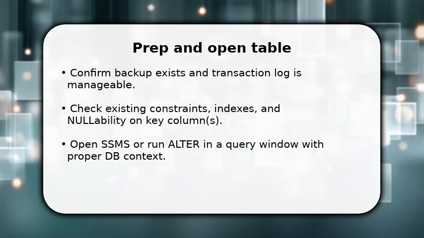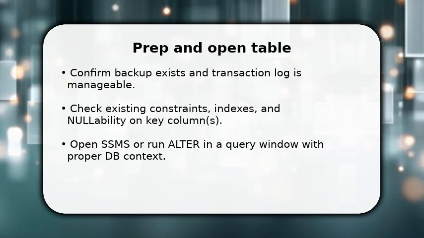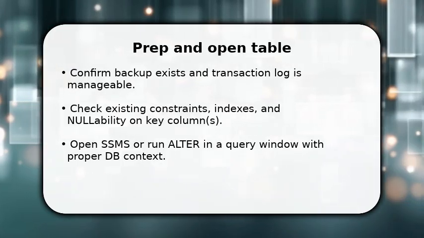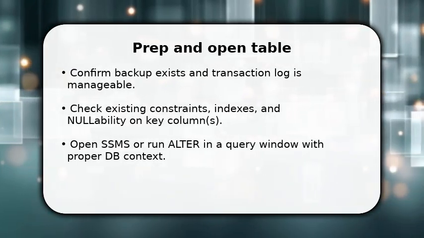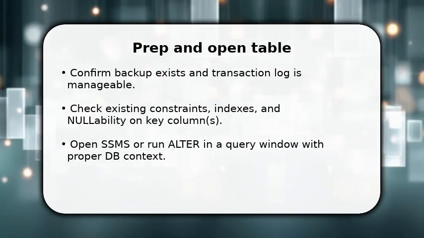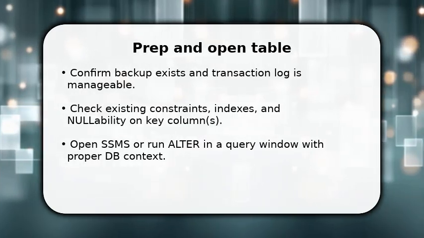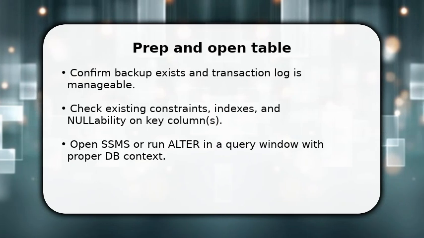Next, inspect the column you plan to use as the primary key, verify uniqueness, or plan to create a new identity column. Open SQL Server Management Studio or connect via SQLCMD and set the database context. Once done, you're ready to either alter the column or add the constraint with a single ALTER TABLE statement.